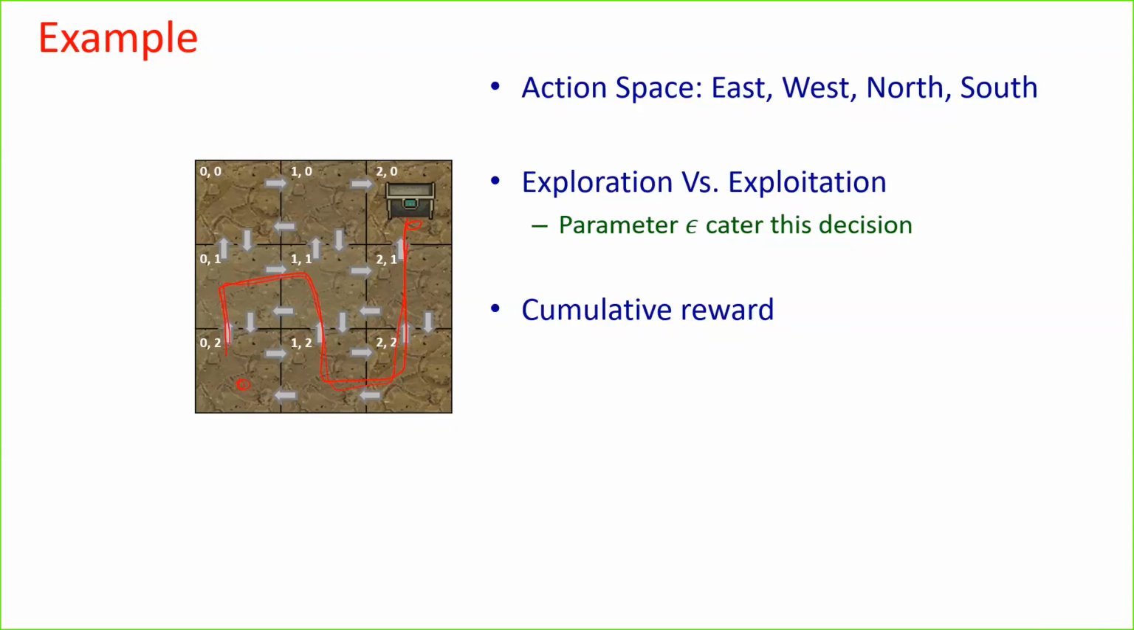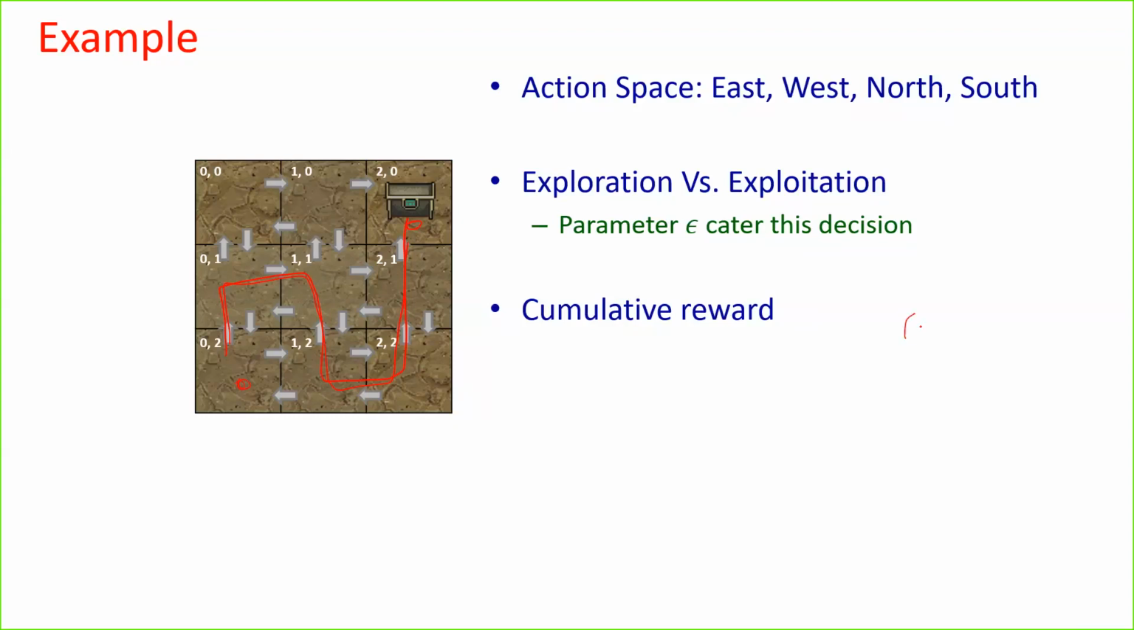So exploring is exploring the new possibilities or the optimal way of reaching this goal, whereas exploitation is using the existing knowledge to reach the goal state. So this parameter epsilon caters to this decision.